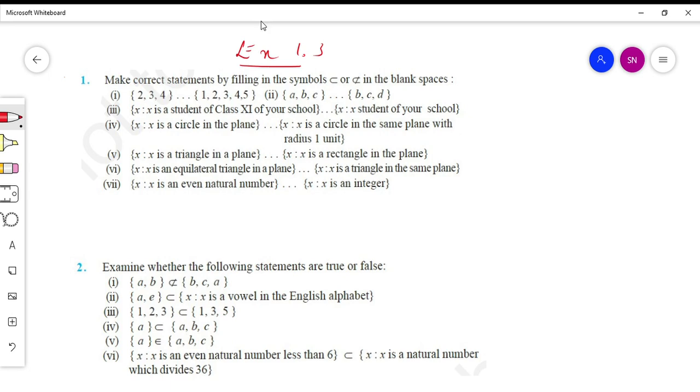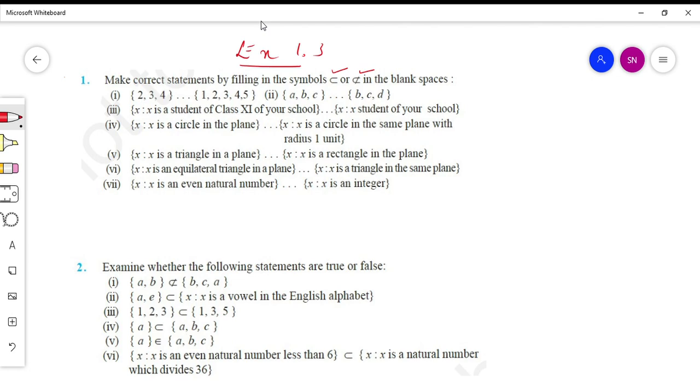So the first question tells, make correct statements by filling in the symbols ⊂ or ⊄. So this symbol is for subset, this symbol is for not a subset, in the blank spaces provided. So the first one, always remember my dear learners, if you have a smaller set, okay, dash, a bigger set, okay, then 50% it is going to be a subset. After that, you check the number of elements in the smaller set and check the number of elements in the bigger set. If both the elements match, then obviously it is going to be a subset.